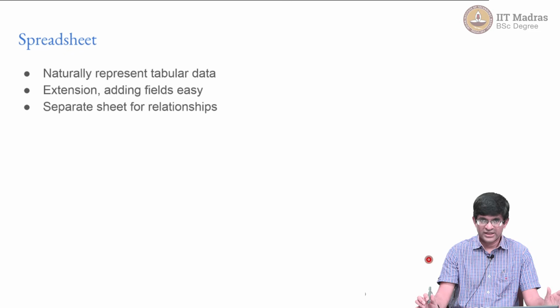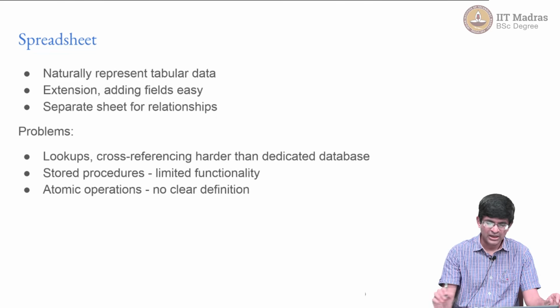Now, as we saw in the case of the students and courses, we might need to use a separate sheet, a separate table, in other words, which indicates relationships between other tables. But yeah, all this makes sense, right? There are, however, a few problems with using spreadsheets.